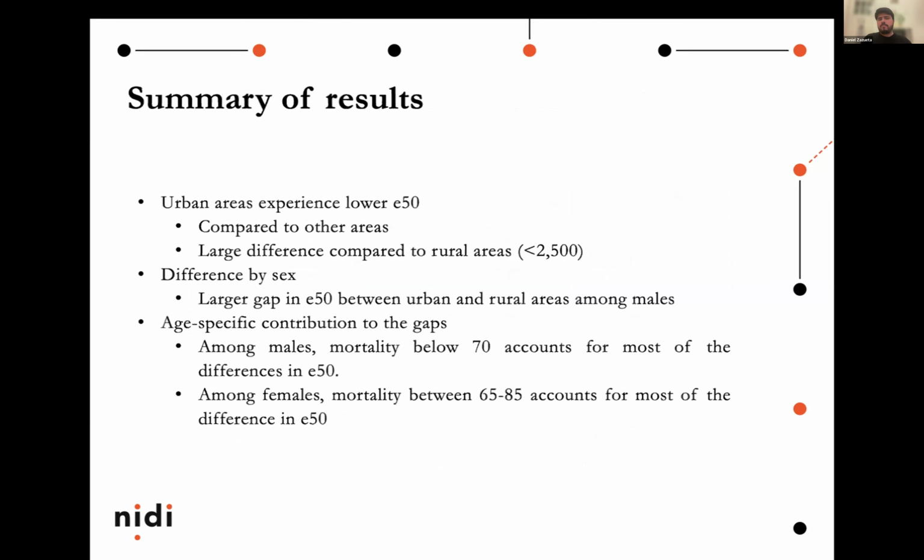So these are very preliminary results, but in summary, what we are obtaining is that urban areas experience lower life expectancy at age 50 compared to all the other 3 different areas, where the largest gap is observed with those in rural areas, the most rural. And by sex, we get that for males, these differences are more pronounced. And in terms of the age-specific groups that contribute to explaining these differences, for males, most of these differences come from mortality below age 70, while for females, the differences occur between ages 65 and 85.